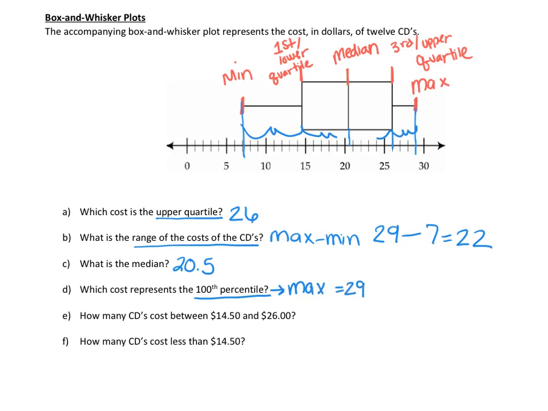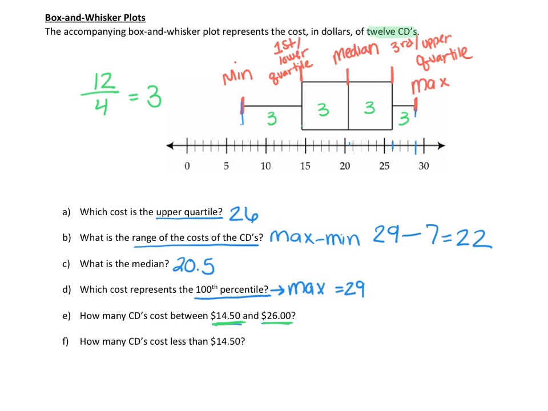How many CDs cost between $14.50 and $26.50? So this is where we have to go back and read the directions. It says there are a total of 12 CDs. So we talked about that each quartile is 25% of the data. So that's telling us that if I have 12 CDs and it's divided into quarters, that means 3 CDs are in each quarter. So 3 are in this quarter, 3 are in this quarter, 3 are in this quarter, 3 are in this quarter. So it's asking how many fall between 14.50 and 26.